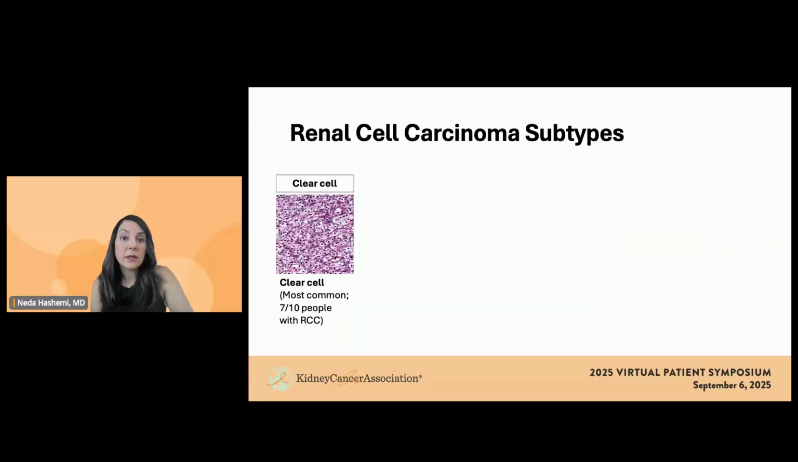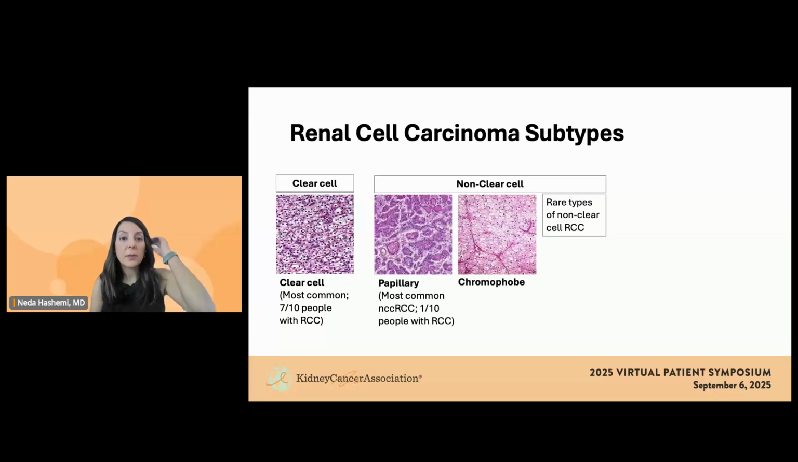Now, renal cell carcinoma, this most common type, also has different subtypes. The most common subtype of renal cell carcinoma is what's called clear cell carcinoma. This is the picture of how clear cell carcinoma cells look under the microscope. And as you see, these cells look like transparent clear cells, and that's why it's named. It is pretty most common. It's 7 out of 10 people with renal cell carcinoma are diagnosed with clear cell subtype.